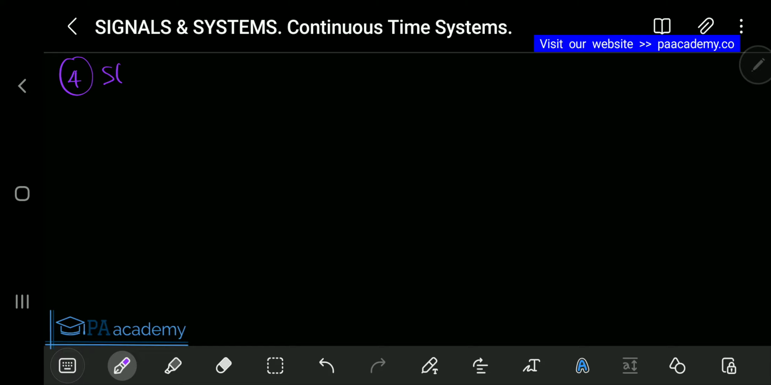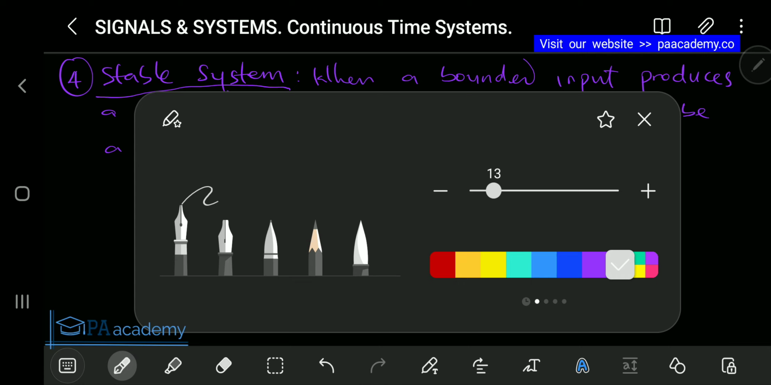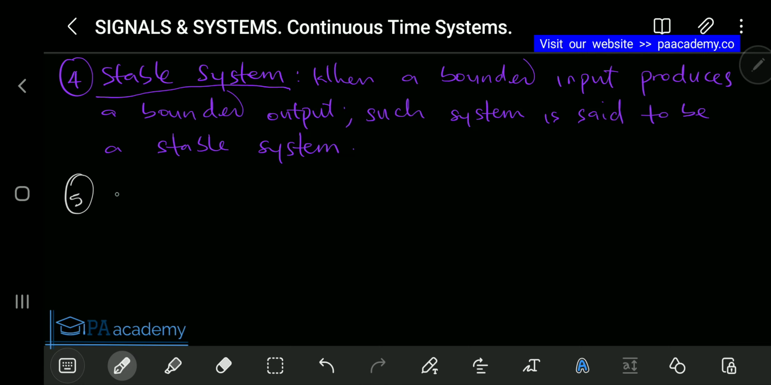So number 4, we are going to be talking about the stable system. The definition of a stable system is when a bounded input produces a bounded output. So such a system is said to be a stable system. Bounded input producing a bounded output. So a system that does that is said to be a stable system. All right. So let's continue. Let's look at another one. So let's look at the memory and memoryless system.